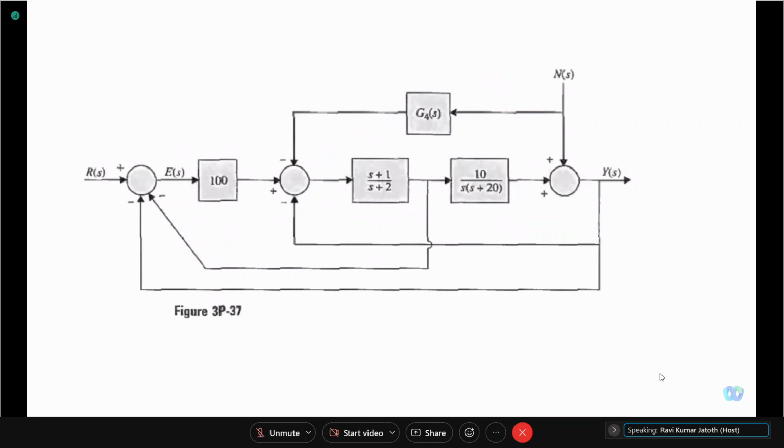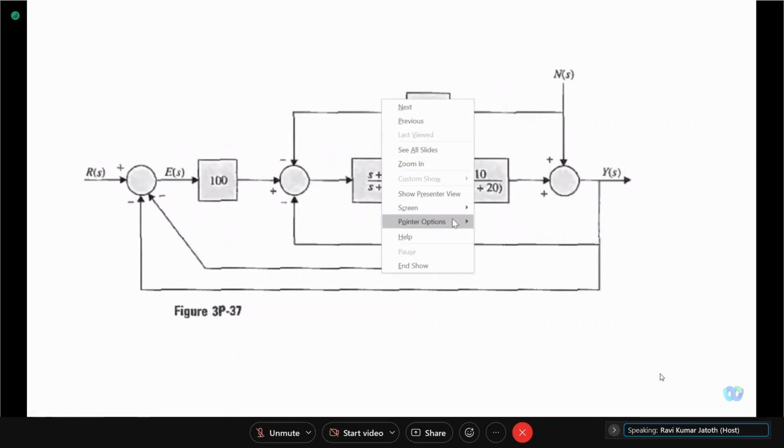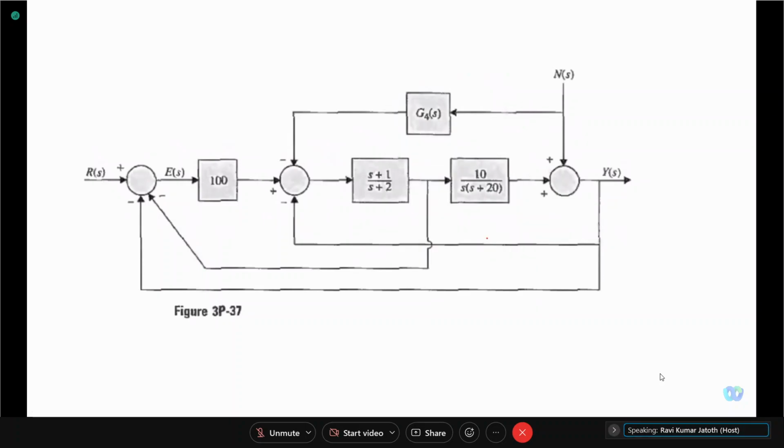Did I discuss the problem where we can split a summing point? Can we split this summing point into two summing points? Did I discuss that? There is one summing point, we can split it into two. Is it not? So the formula is this.